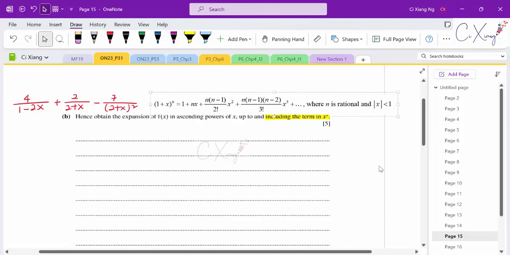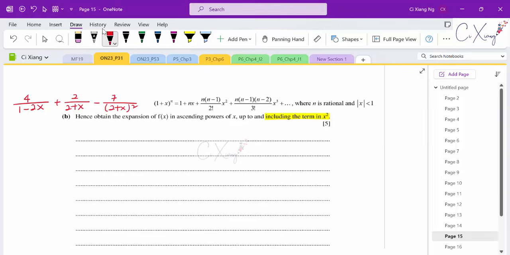So first step, what I am going to do now is I try to put my partial fraction into (1 + x)^n form first. For the first term, I'm having 4. If I bring up the bracket, I'm having (1 - 2x)^(-1), because power 1 at the bottom, when you bring it up, becomes power negative 1.